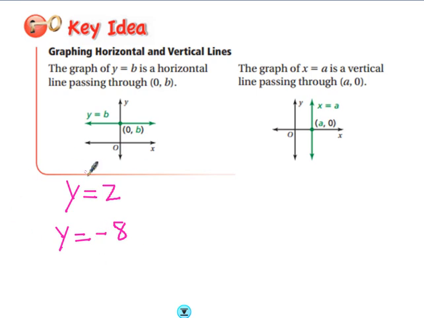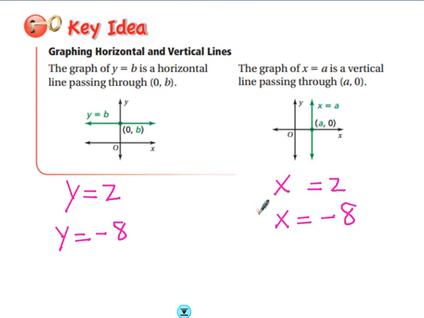What I want you to know is that all of these y equals lines are going to be a horizontal line. And remember, these equations do not have an x. It just has a y and a number, no x. And these are going to give you a horizontal line. Vertical lines, on the other hand, say x equals. For example, x equals 2 or x equals -8. These lines are going to give you vertical lines.